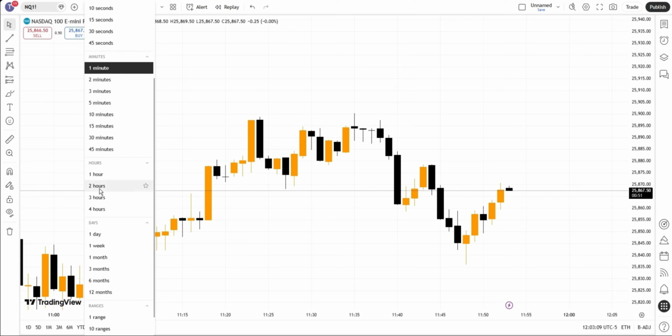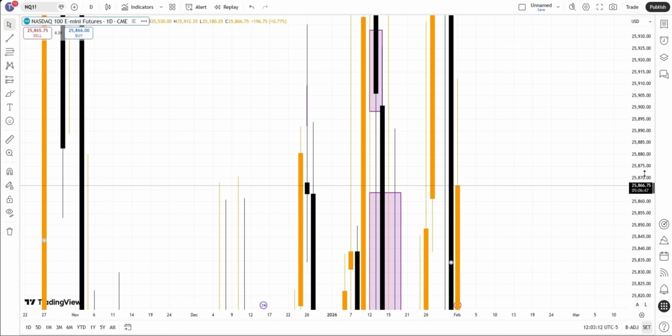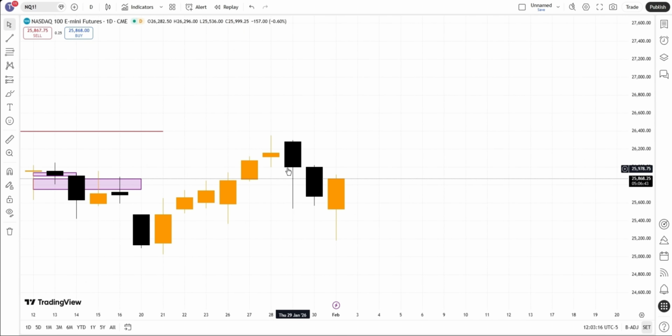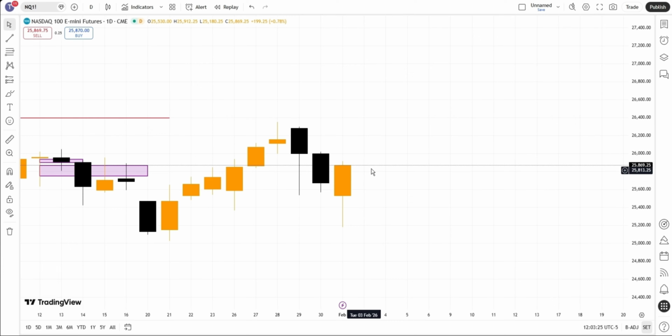We go back to the daily. As you can see in here, every candle represents 1 day. And for this candle, which is the last one, there's like 5 hours left for the candle to close.